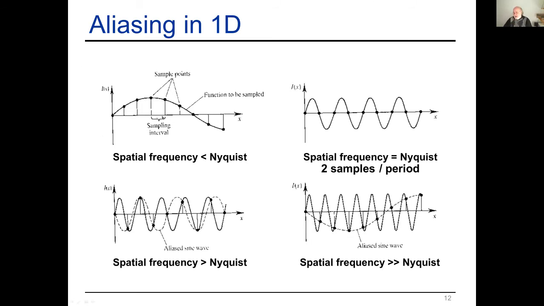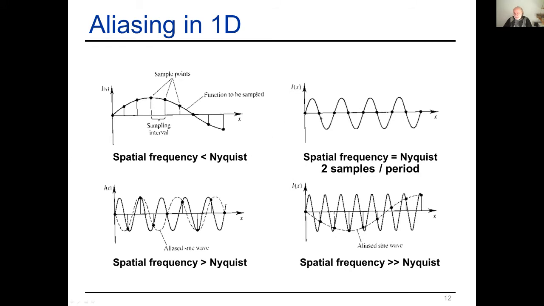So here we have a sinc function, right? And we're sampling this with a frequency that's much higher than the frequency of the sinc function, and I can do a perfect reconstruction with this. Here the spatial frequency of my function is much lower than what I can represent with the sampling here.